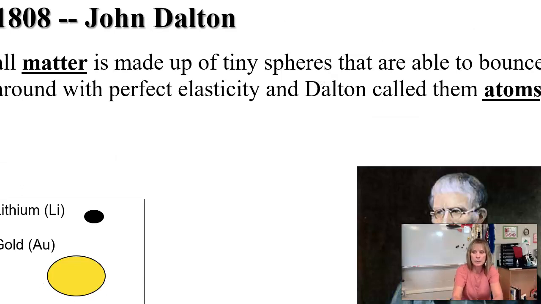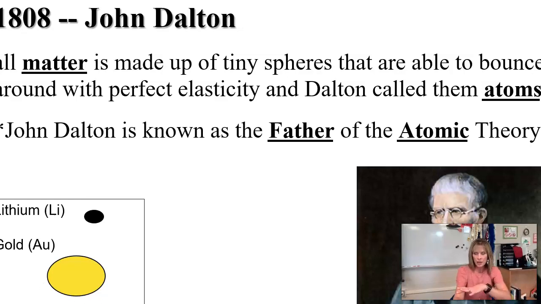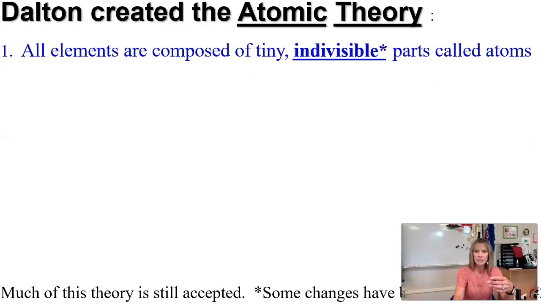John Dalton started theorizing about matter and atoms. He said that all matter is made of tiny spheres that are able to bounce around with perfect elasticity, and Dalton called these things atoms. And he actually took that from Democritus's term atom. Dalton is called the father of the atomic theory because he's the first person to start, in a modern way, theorizing about the atom and making assumptions about atoms and things that he couldn't see.